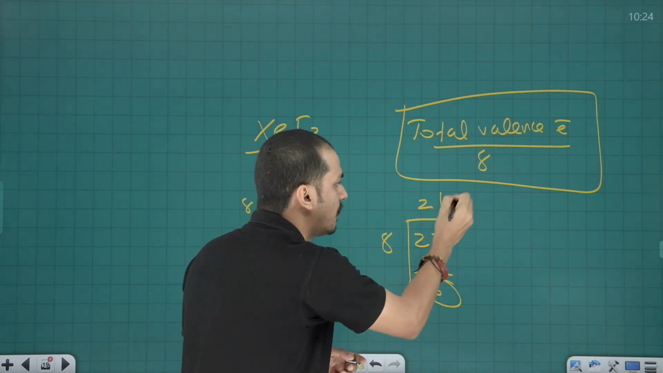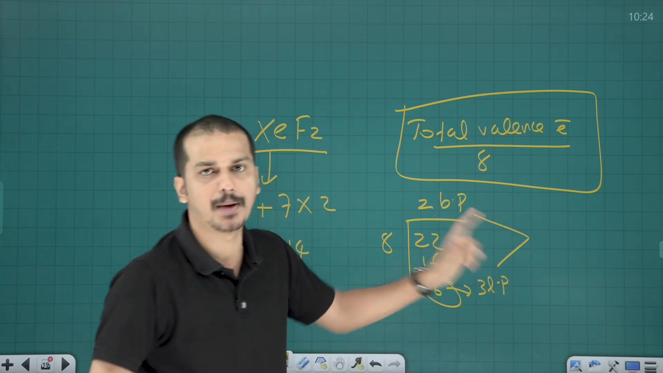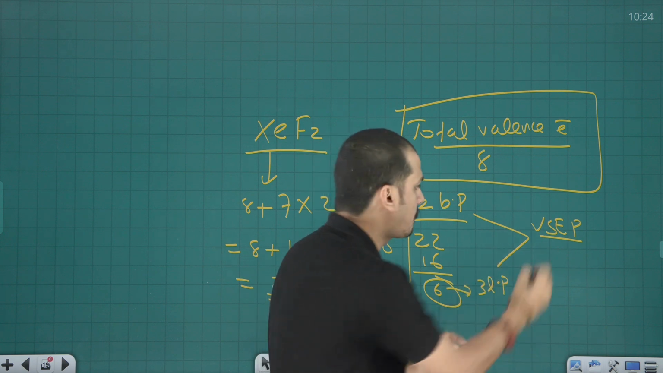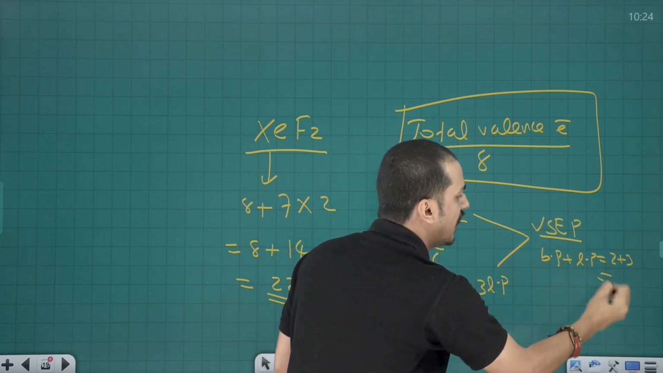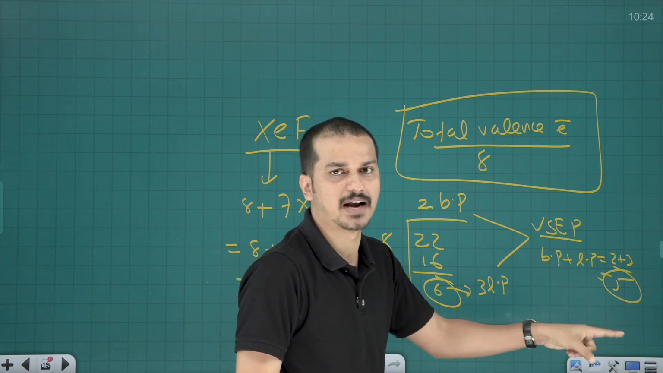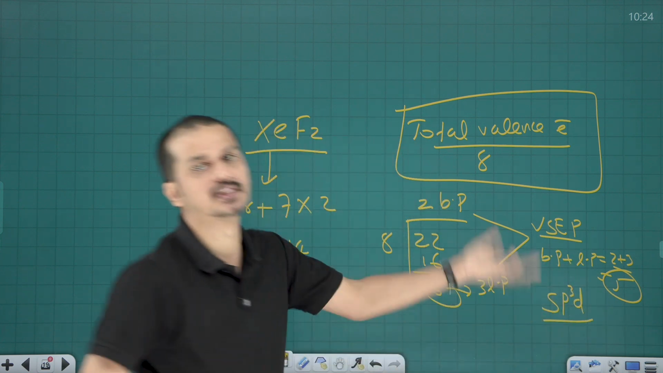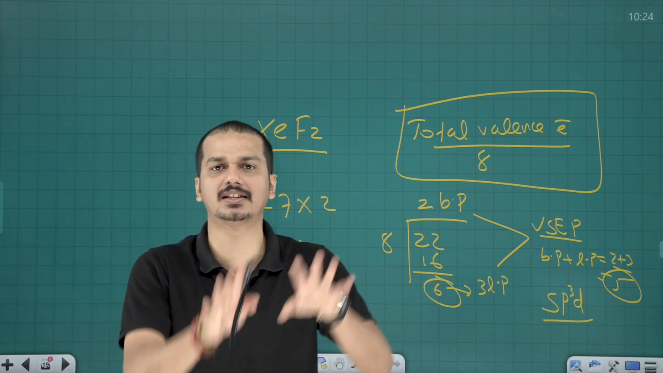So here the answer is bond pairs. Here the answer we have to make as pairs: 3 lone pairs, 2 bond pairs. VSEPR number means bond pairs plus lone pairs. 2 plus 3 is 5. When 5 comes, what is the hybridization? 1 s, 3 p and 1 d: sp3d. Like that you can tell. So if you know the bond pairs and lone pairs, you have to add them. That is the VSEPR number.